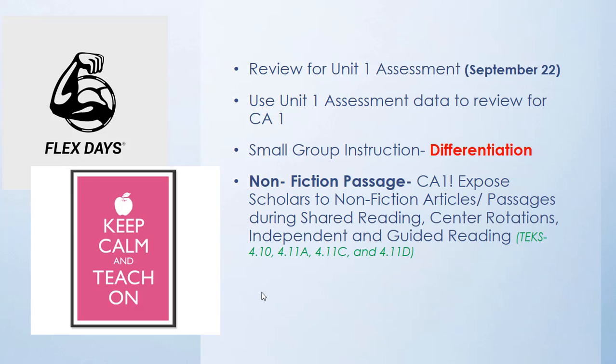In Unit 1, we will focus on literary skills, meaning many of the read-alouds will include a fiction passage. CA1 will not only include fiction passages, but it will also include a nonfiction passage. Scholars should be exposed to this type of genre during the literacy block, such as shared and independent reading as mentioned in previous slides. Guided reading can also be used to introduce skills such as 4.10, 4.11a, 4.11c, and also 4.11d. In Unit 2, we will focus on these expository skills. But in the meantime, it is important that you introduce these skills before CA1.